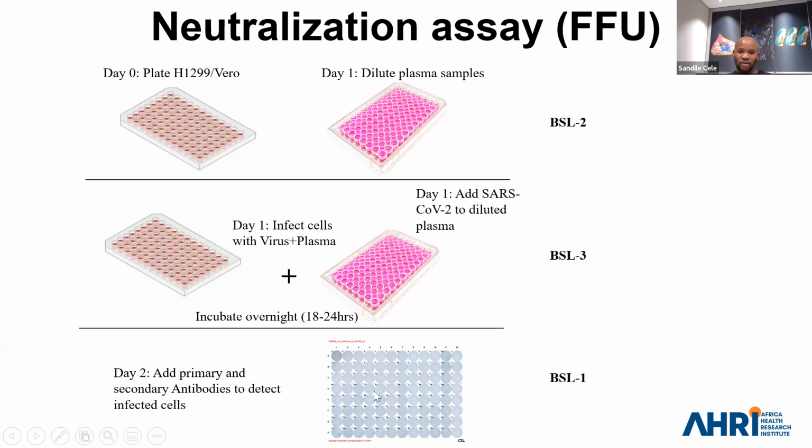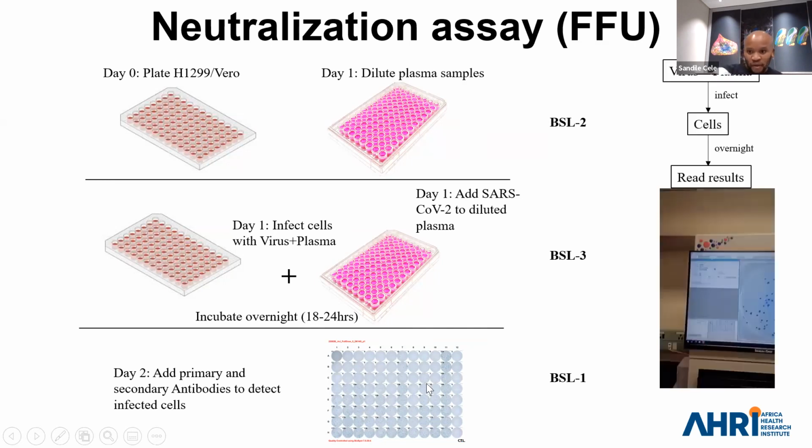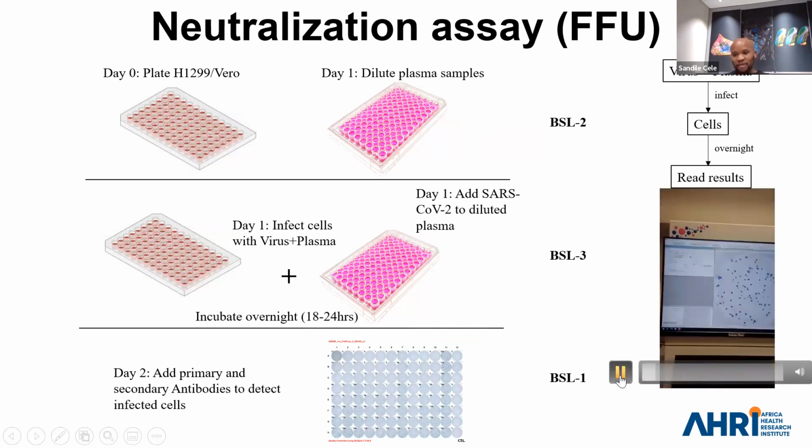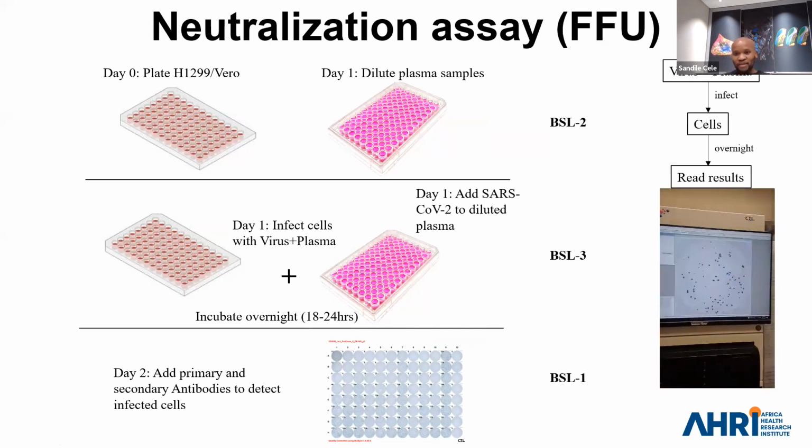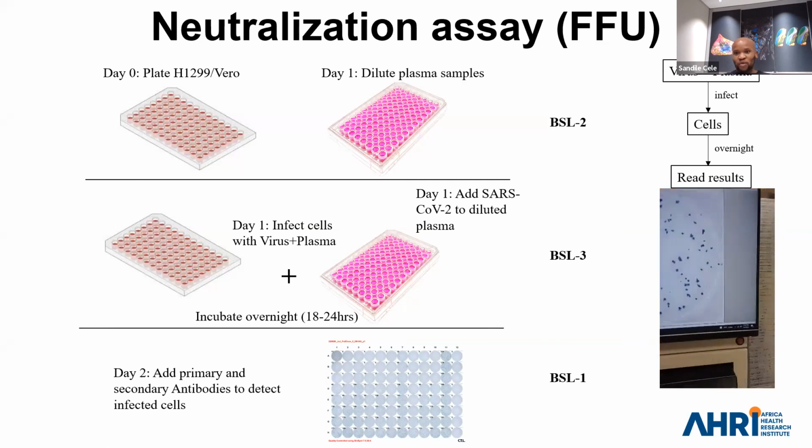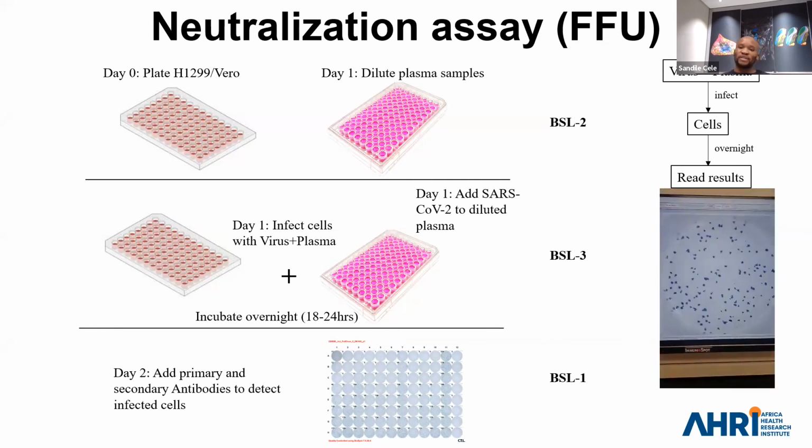So this is how the infected cells look in a 96 well plate. I'm not sure if you can see this, but I'll just play a small, short clip which shows the infected cells. Yeah, I hope you can see that. So those blue dots are all SARS-CoV-2 infected cells.